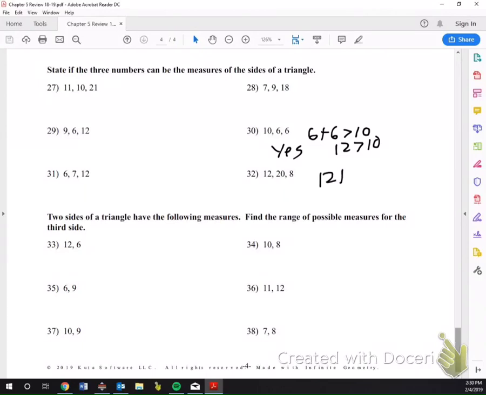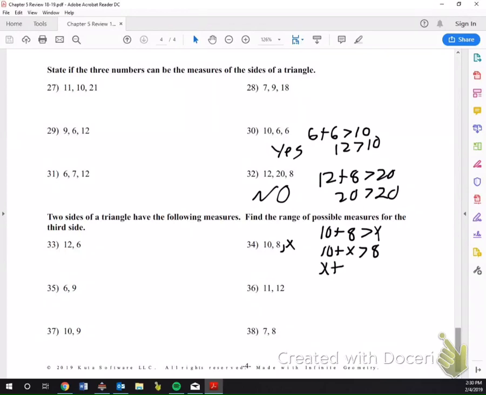Number 32, we have 12 plus 8 is greater than 20. 20 is greater than 20. That is not true, so no, those can't be a triangle. Same rules apply to the next one. We're going to have a third side x, and we need to find out what x could be. Now remember, 10 plus 8 has to be larger than x. 10 plus x has to be larger than 8, and x plus 8 has to be larger than 10.